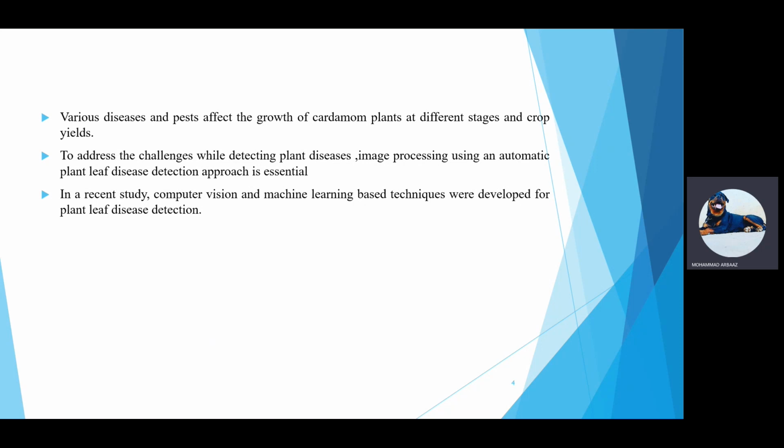avoiding overcrowding of plants. To address the challenges while detecting plant diseases, image processing using an automatic plant leaf detection approach is essential. In recent studies, computer vision and machine learning based techniques were developed for plant leaf detection.